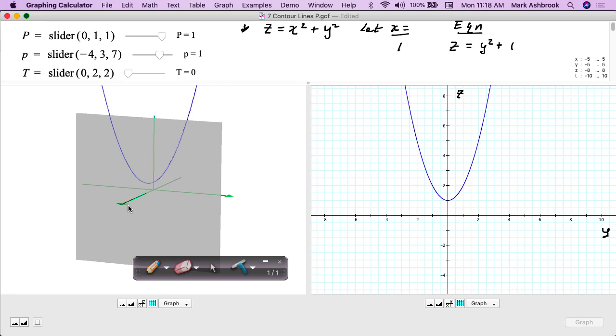All right, so is the task clear? Does it make sense what we're doing? You're going to find several traces by setting x values to different constants. You're going to find the corresponding traces. Go.